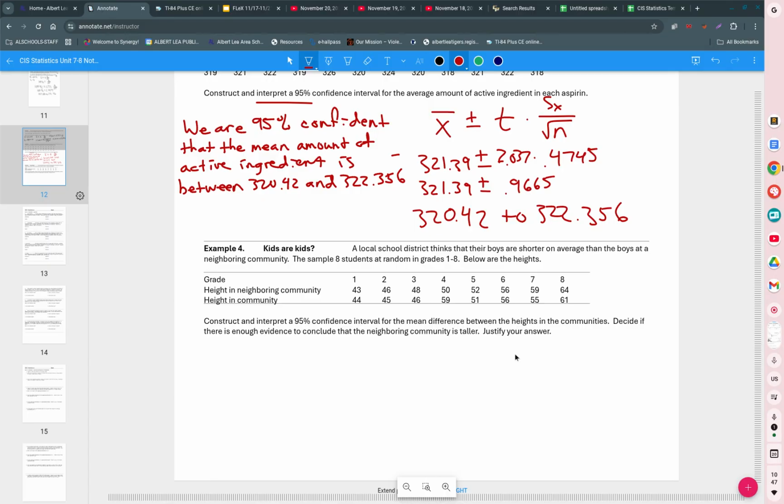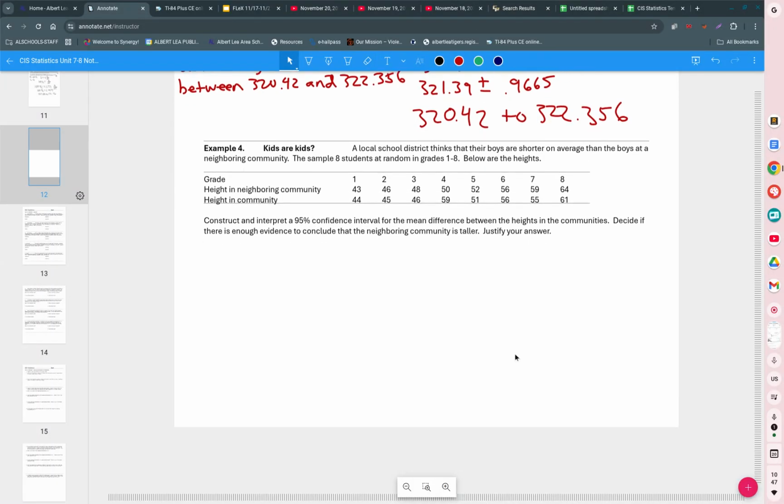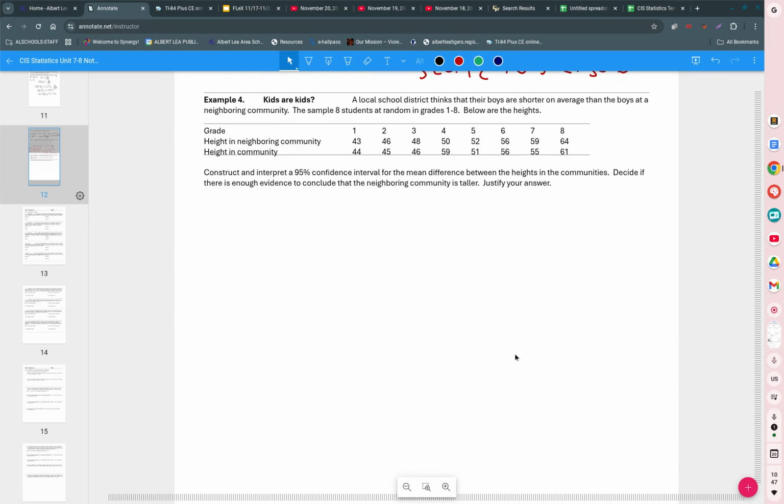So let's look at this example. A local school district thinks that their boys are shorter on average than the boys in a neighboring community. Do you think if we sampled the boys at Albert Lea, there would be a difference in the height of the boys at Albert Lea compared to the height of the boys at Mankato East? Yeah. I think that there is. People say I'm nuts. I think that there is. I think I could prove it statistically. So how would we do that?